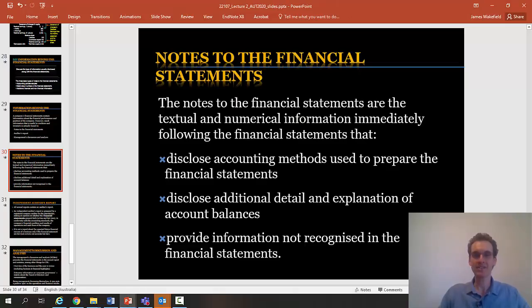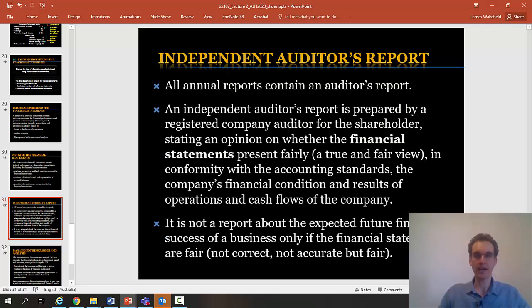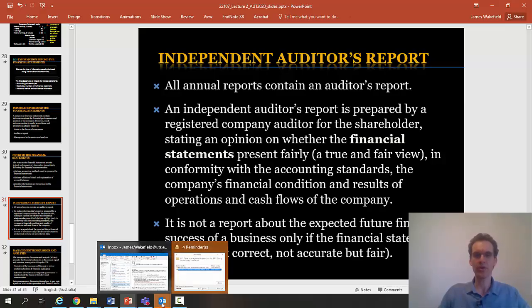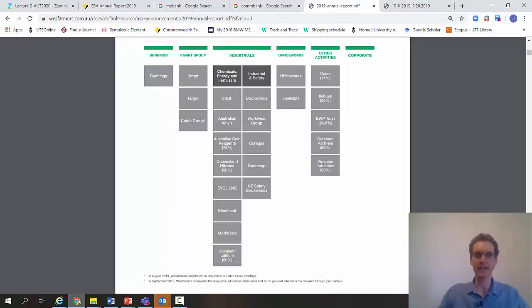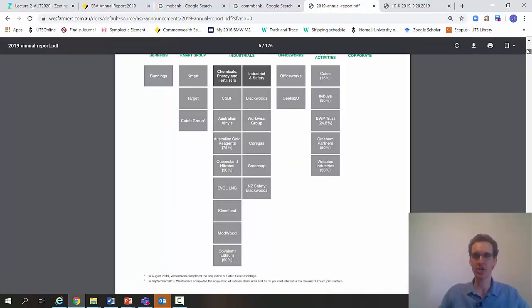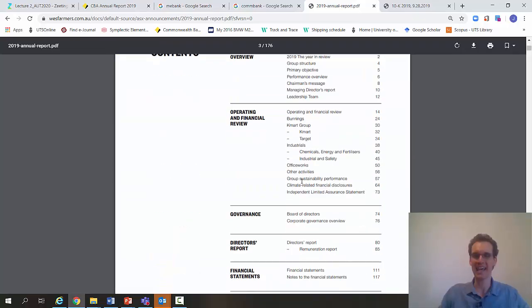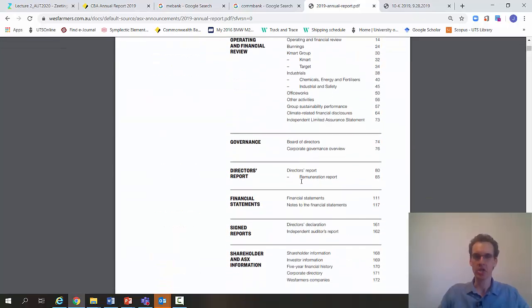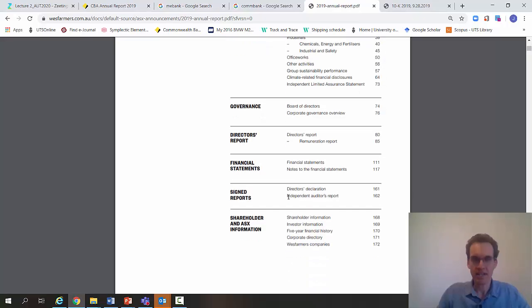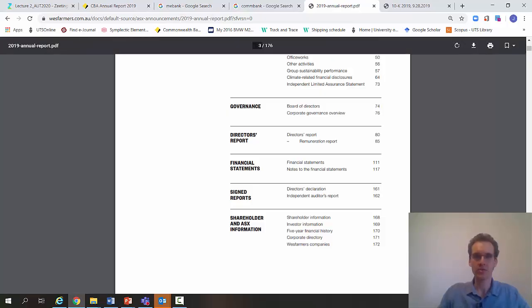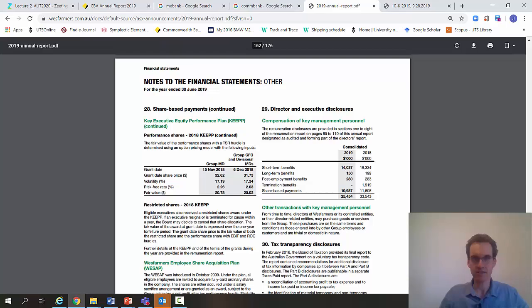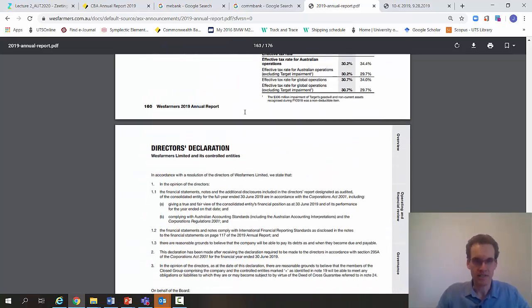Now, if we go back to the slides, the next thing that I want to point out is the independent auditor's report. Big auditing firms like KPMG, PwC, Deloitte produce audit reports that tell us whether or not the organization is providing us with a true and fair representation of the financial performance and position of that organization. If we look at the contents here, we can see on page 162 of Wesfarmers' annual report, there is an auditor's report. So if I put in 162, I'm not sure that's 160.